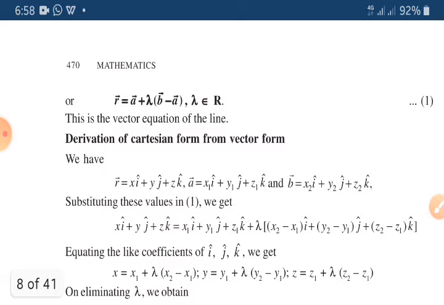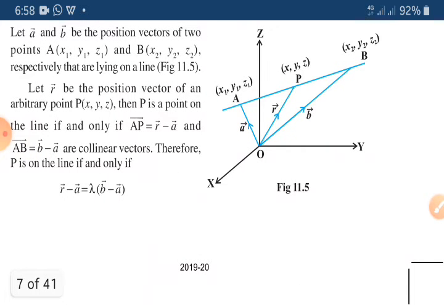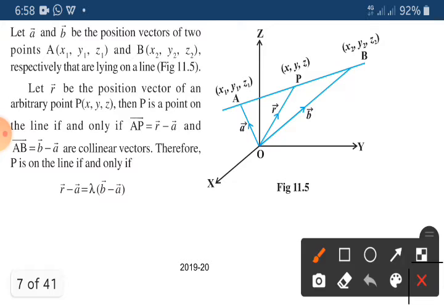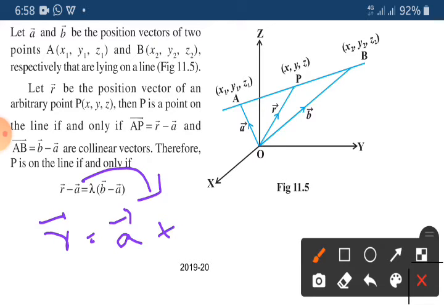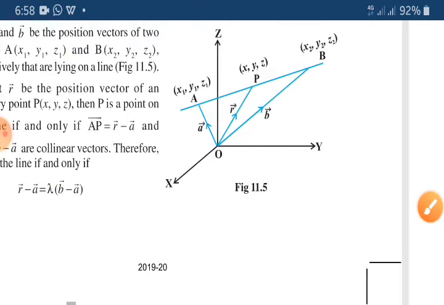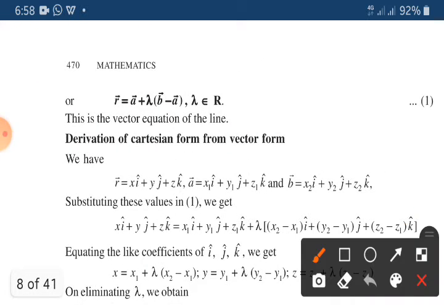Then the above equation becomes, taking minus a vector to the right hand side, r vector is equal to a vector plus lambda of b vector minus a vector. This is the vector equation of the line given two points, where lambda belongs to the real numbers.